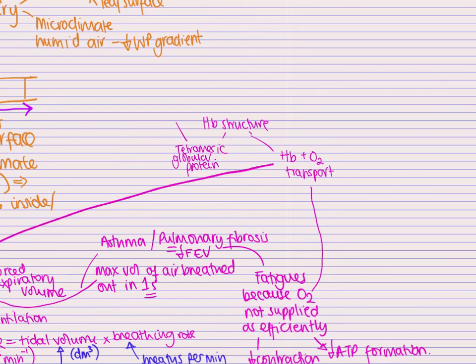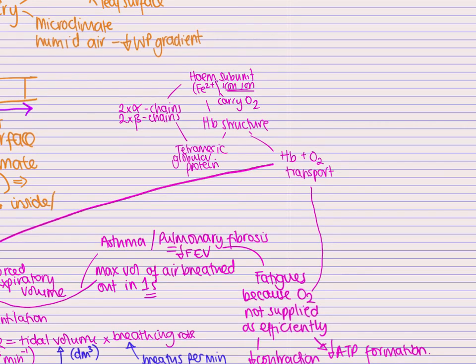By tetramer, I mean that it's got 4 chains. So it's got 2 lots of alpha chains and 2 lots of beta chains. And each of those chains has got a heme subunit, which contains an Fe2 plus ion. Remember, in an exam you can put ion, or Fe2 plus, to carry the oxygen.